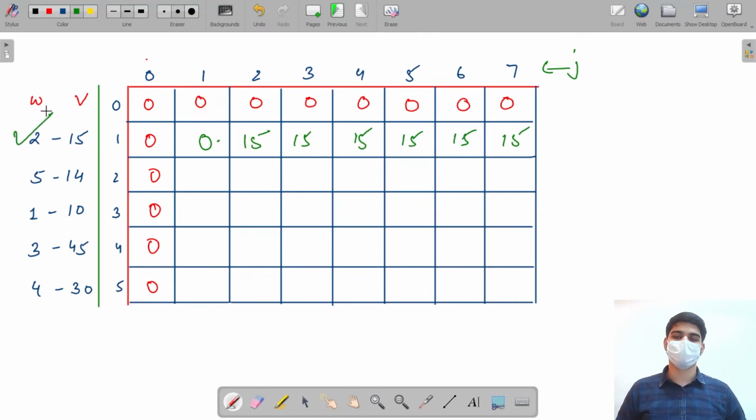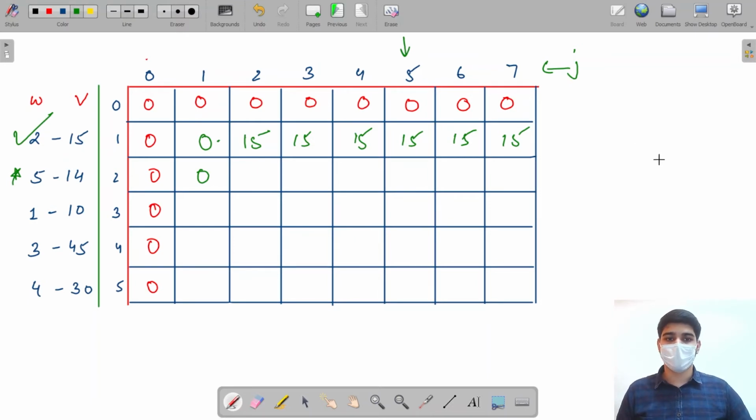This is done. Now we would process this element, which has a weight of 5 and value of 14. Right? Now, as it has a weight of 5, it can only be included after this point. Up till this point, it has to be excluded always. That means at this position, when the capacity is 1, if excluded, it would get a maximum value of 0. If excluded, it would get a maximum value of 15, right?